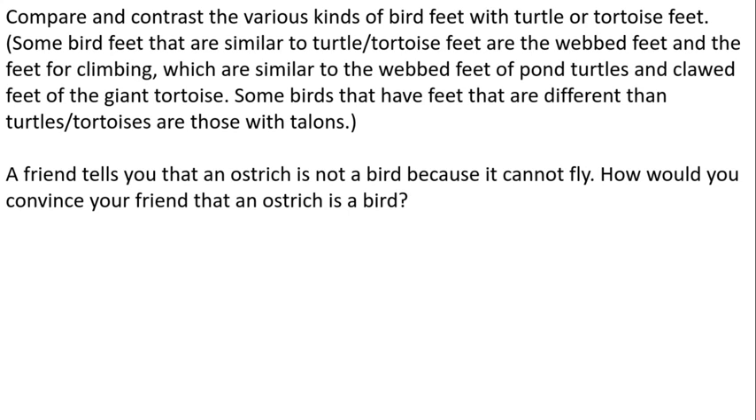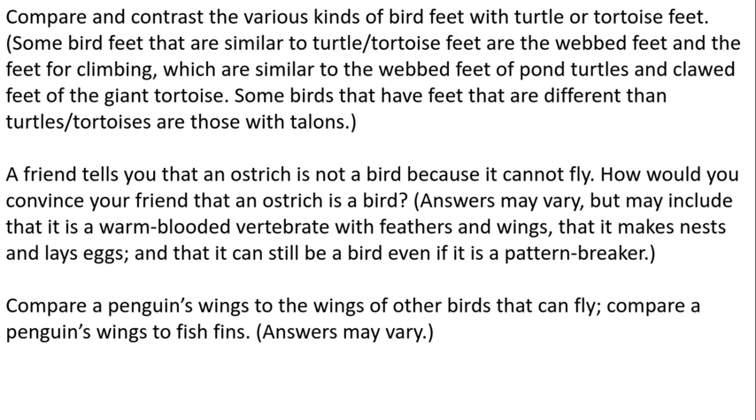A friend tells you that an ostrich is not a bird because it cannot fly. How would you convince your friend that an ostrich is a bird? Well, it's a warm-blooded vertebrate with feathers and wings. They make nests and lay eggs. And it can still be a bird even if it's a pattern breaker, even if it has something that's a little different.